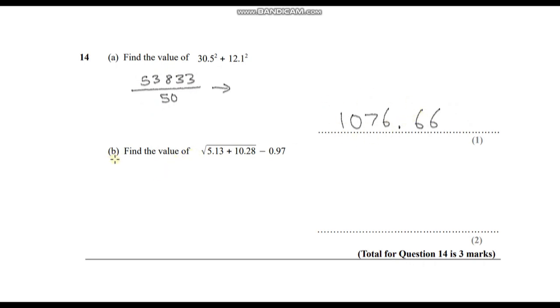Now, if we do part B of the question, a lot of people do go wrong on this type of question. So let's just clear everything. So on our calculator, we're taking the square root of this sum here, not this part. This is separate. So you're going to type in the square root of 5.13 plus 10.28.